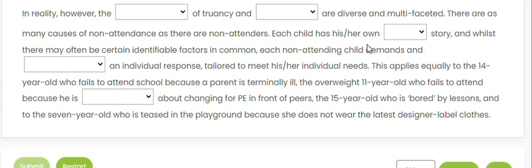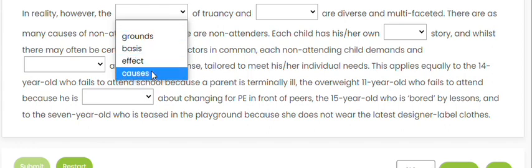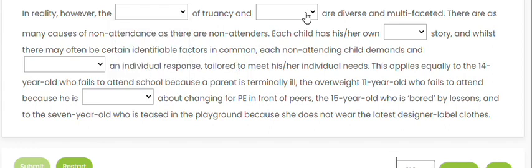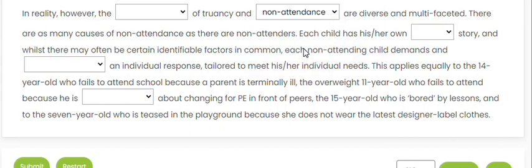Each child has his or her dash story, own story, and whilst there may be certain identifiable factors in common, each non-attending child demands and dash an individual response. So they are talking about non-attendance, which means absenteeism in children. So here we can say there are many grounds, basis, effect or causes of truancy. If we don't understand truancy, non-attendance is the topic going on here.